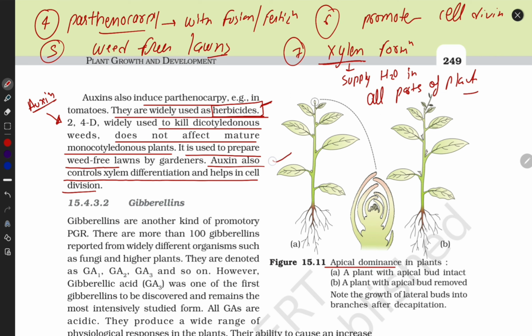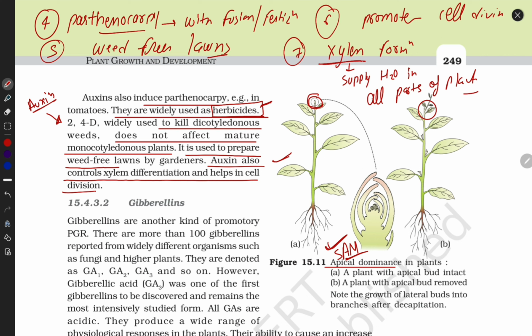This is the plant part, guys. And this tip part is what? This is the stem. Look here, the zoomed portion of the stem. If we remove this tip part, look here, if we remove this tip part, then lateral branching occurs. Look here, lateral branching occurs.